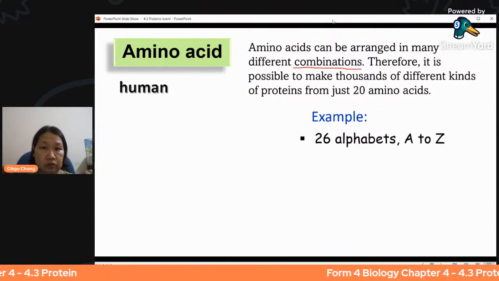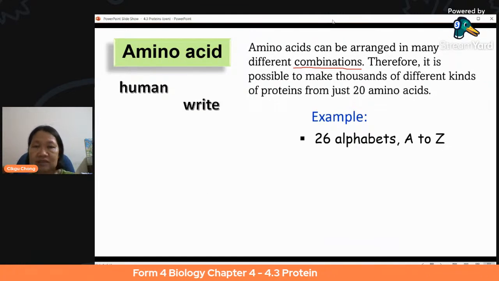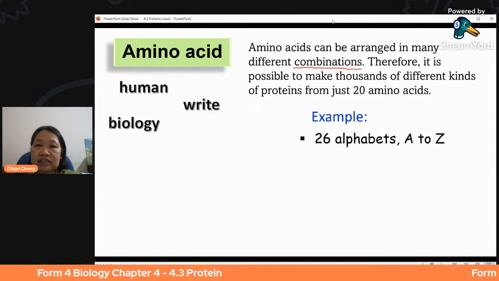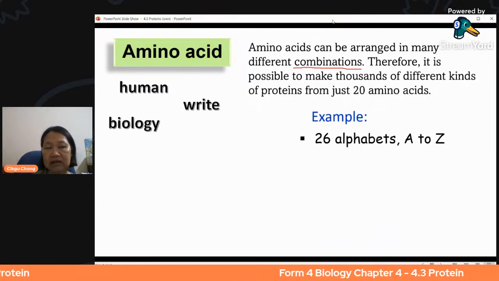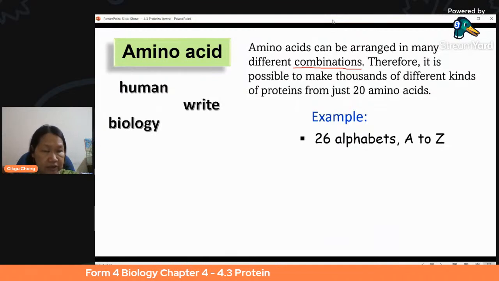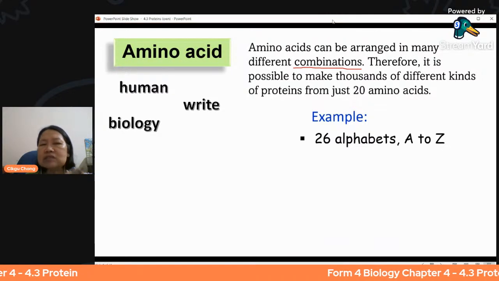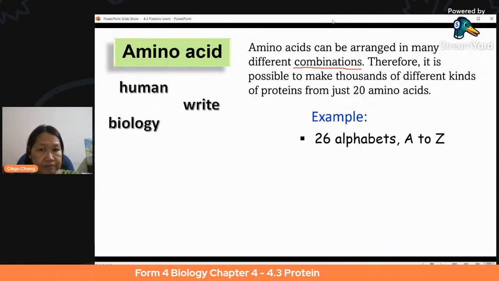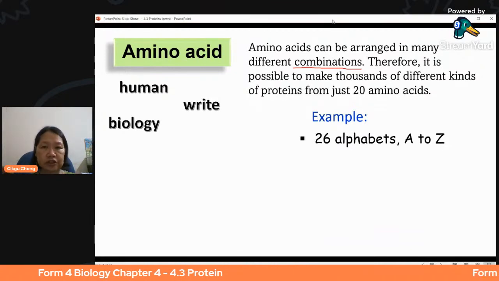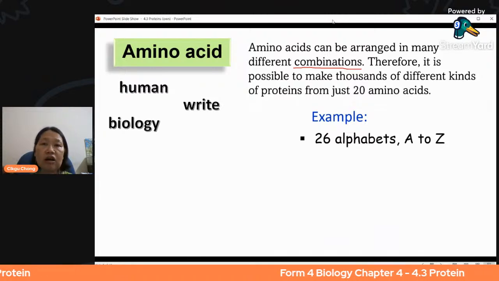For example, human is one word. Right is another word. I hope you're writing down notes. Then you have the word biology, BIOLOGY. The combination, you can take any letter, you can form a word. Just like a letter is like an amino acid, the word is the protein. So you can form thousands and thousands of words just by having 26 alphabets. Same thing, just by having 20 amino acids, you can have thousands and thousands of proteins.